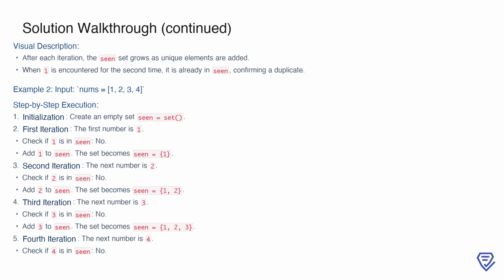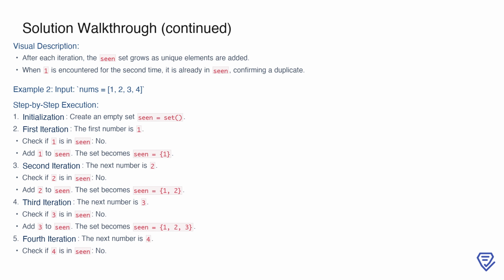In this example, you can visualize how the seen set grows after each iteration as unique numbers are added to it. The moment a number is encountered for the second time, like 1 in this case, the function immediately identifies it as a duplicate and returns true.